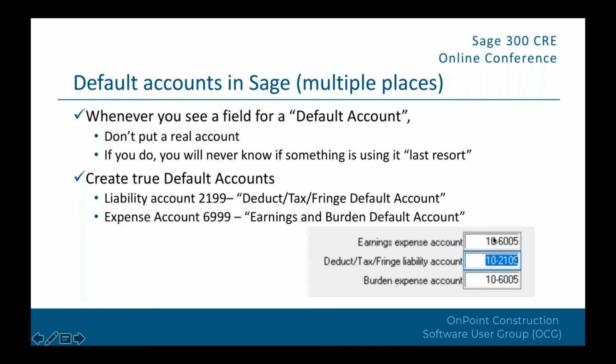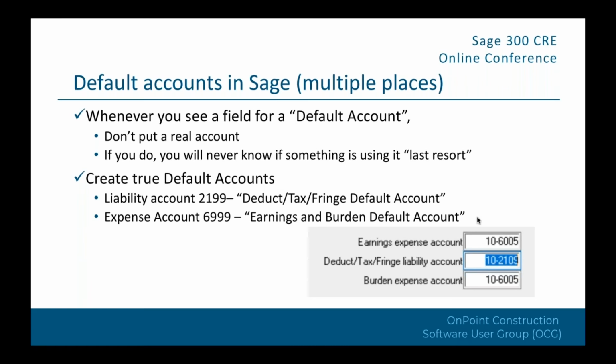So like this one here, this is from the sample data, and they had real accounts here. But for me, like the deduct tax fringe liability account, I always like to use the 99 at the end of it, because it kind of draws your attention to it more. So it'd be like 10-2199. For the earnings and the burden, if you want to put those in one account, you can, and it would be 6999. It would be called earnings and burden default account.